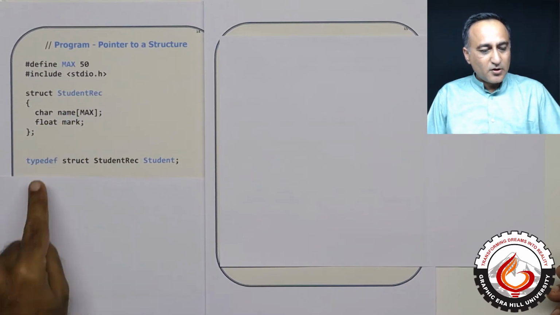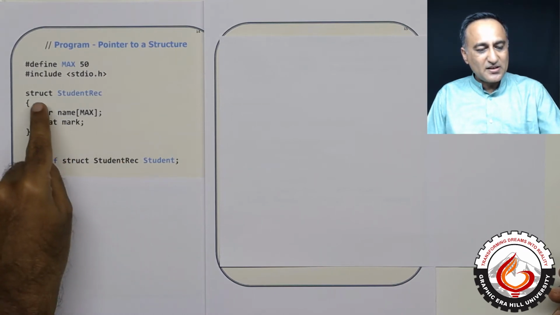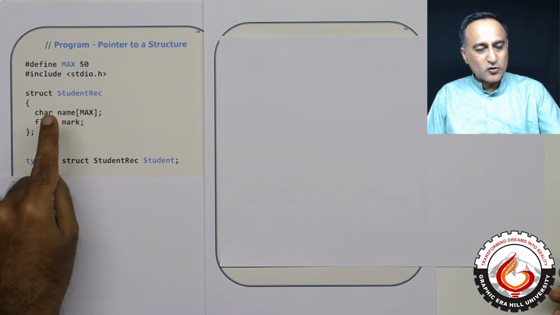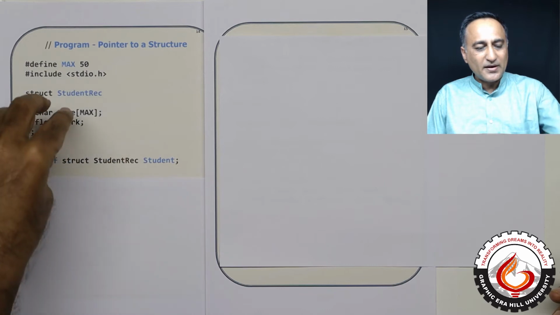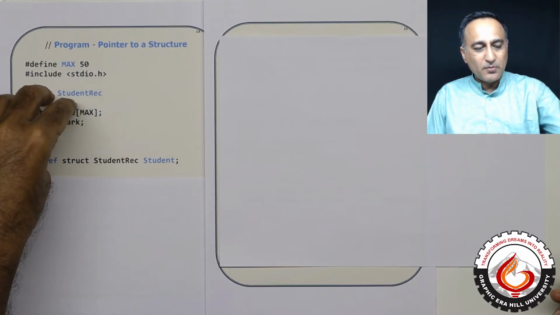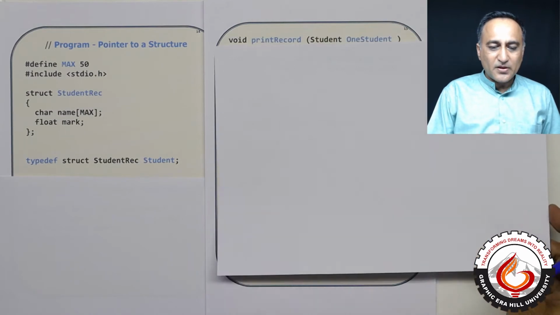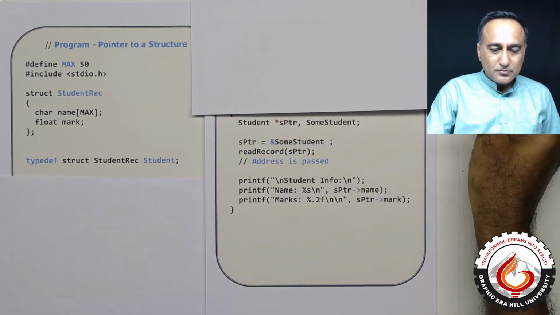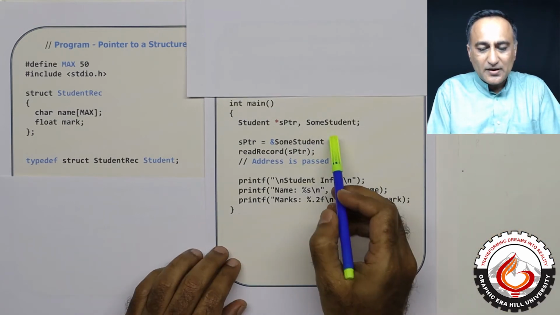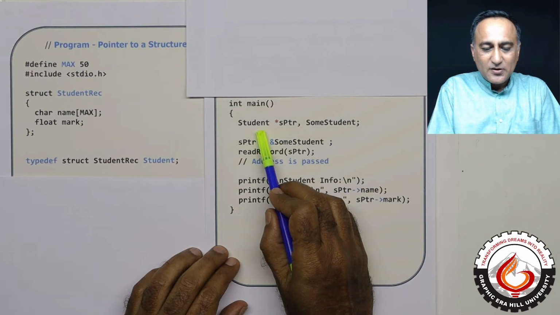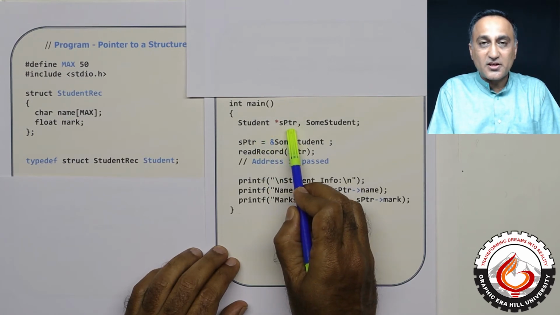So using typedef, I have created student representing this particular struct student rec. So wherever, instead of typing struct student rec, if I type just student, it will create a variable of this particular type. Now let us take a look at this particular main. In main, using the typedef, I have created a pointer to a structure type of data.